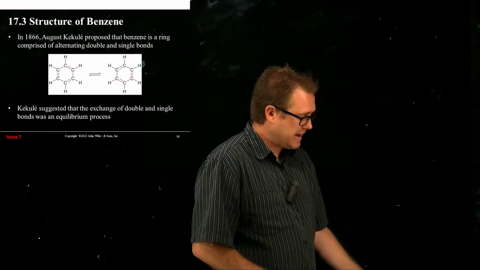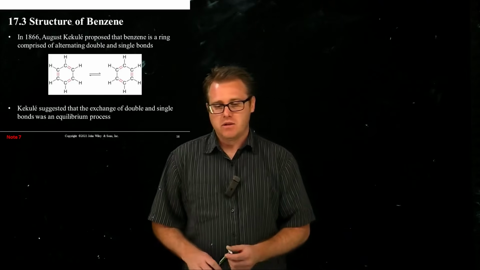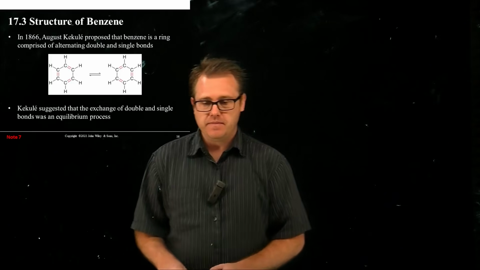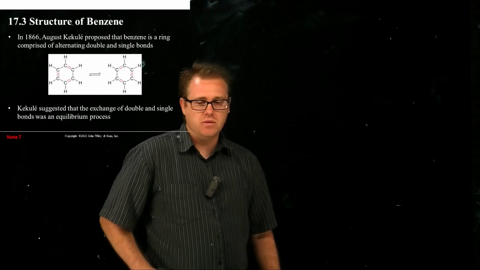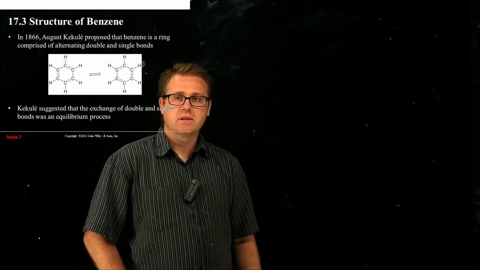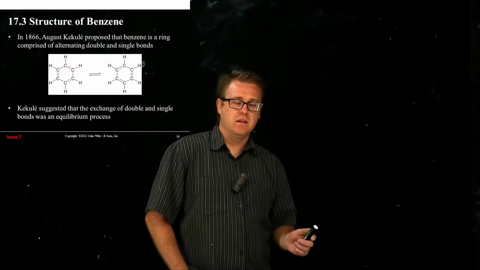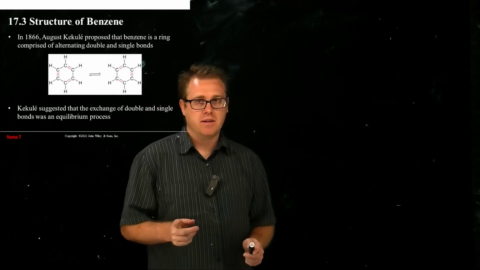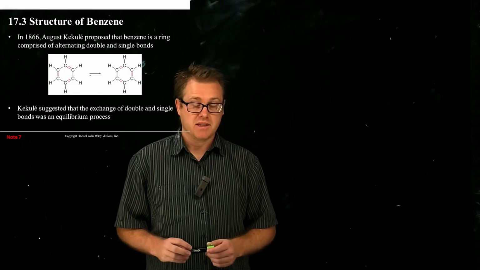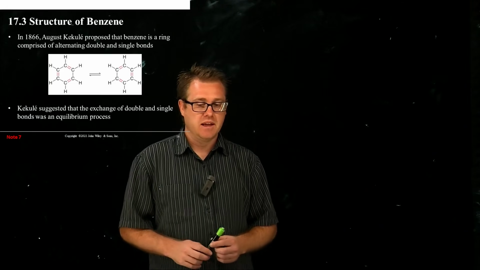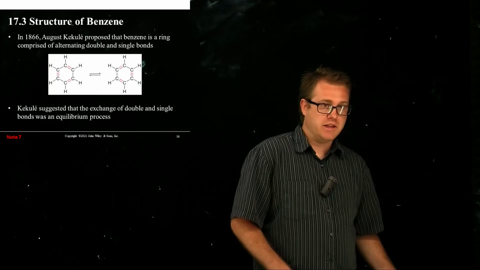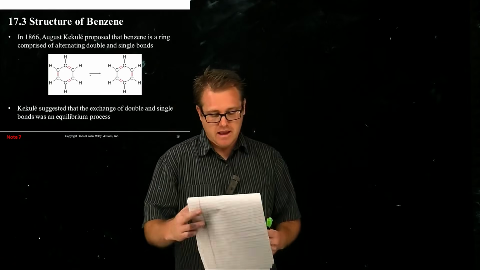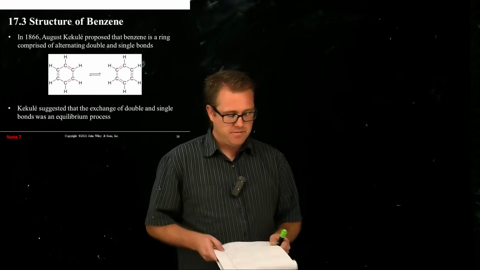Welcome back, class. So let's talk more about benzene. August Kekulé proposed that benzene alternated its double bond, single bond via an equilibrium process. So you can see there that the double bonds shift around, and it's due to just equilibrium.